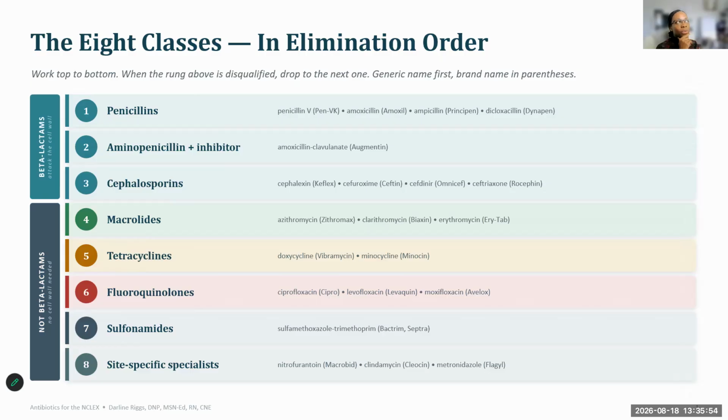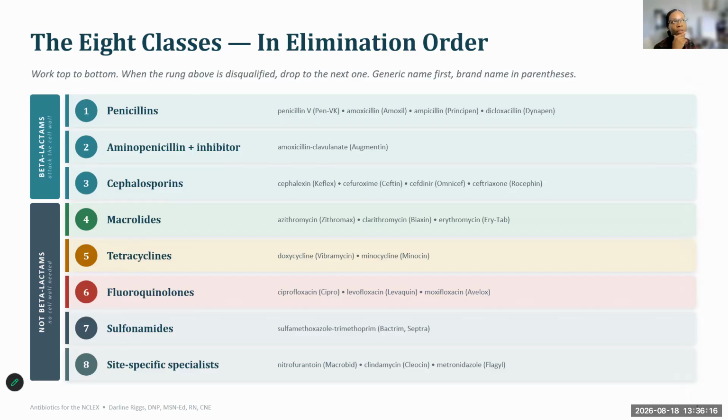I do recommend you work these from top to bottom, and I will show you in a moment. So when the rung above is disqualified, right? Let's say 1 is disqualified due to allergies. You're going to go to the next one. And if the next one is disqualified due to resistance, then you're going to go to the next one like that.